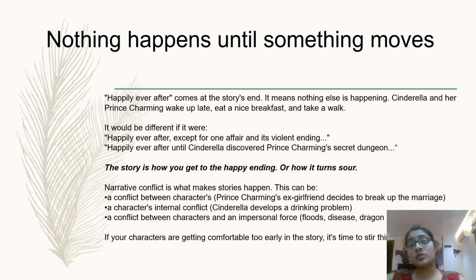So you have to keep in mind that the story should never become dull, and it should always be kept interesting. Otherwise, the reader will lose interest and stop reading your book or your short story. So if your characters are getting comfortable too early in the story, which means they're getting very normal and there's no more conflict, no more argument very early in the story, then it means you have to come up with more drama.